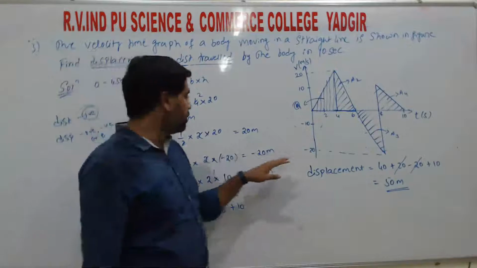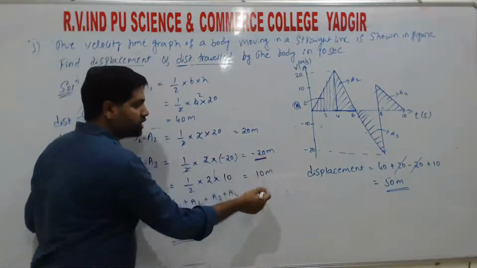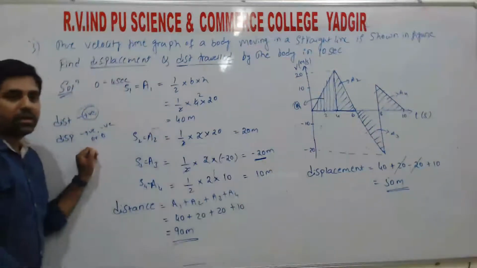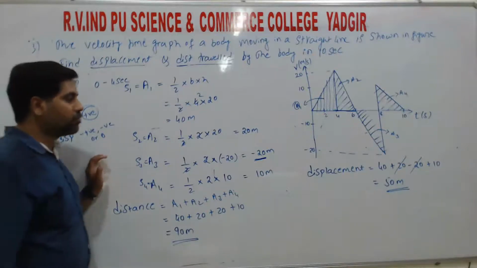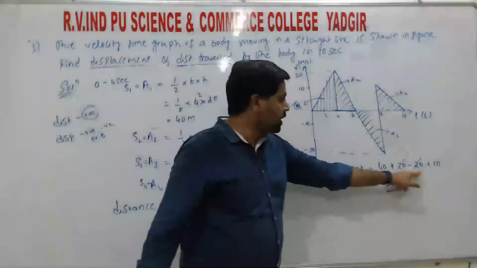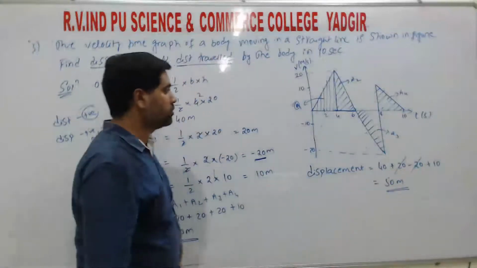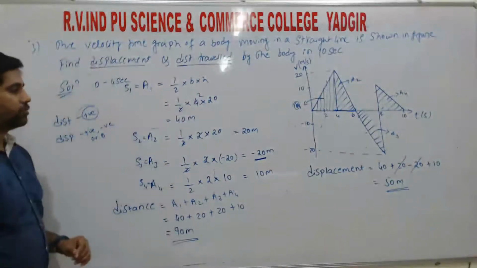So displacement, here we get the negative velocity, that means velocity is negative, that means displacement is also negative, right? So hence we take the displacement as minus, right? Next.